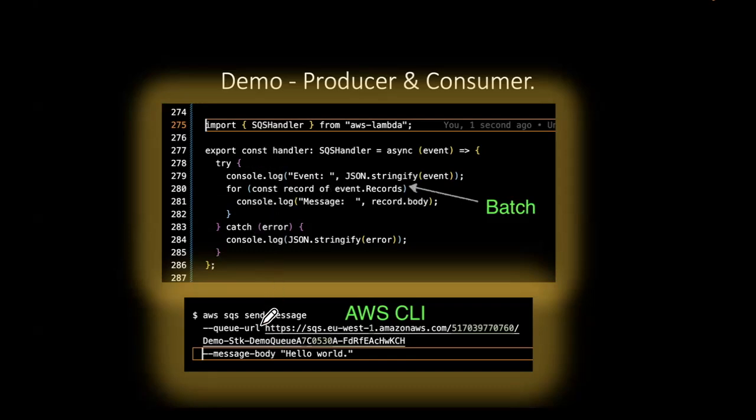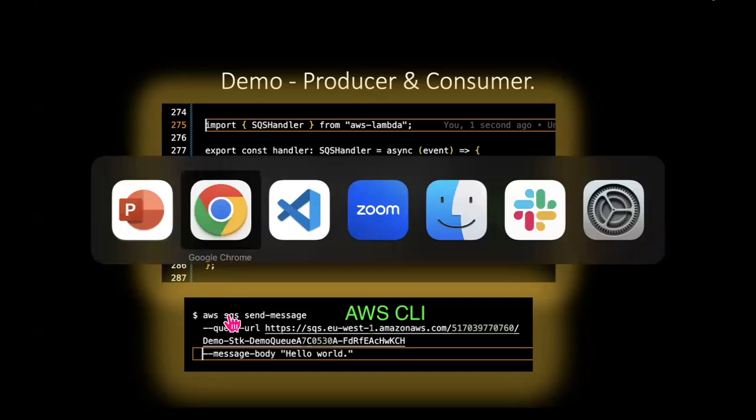This is how we're going to write a message to our queue, just using the AWS CLI. So I've already deployed, let's go over to VS Code.